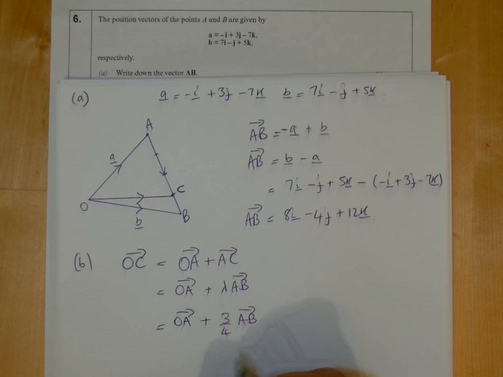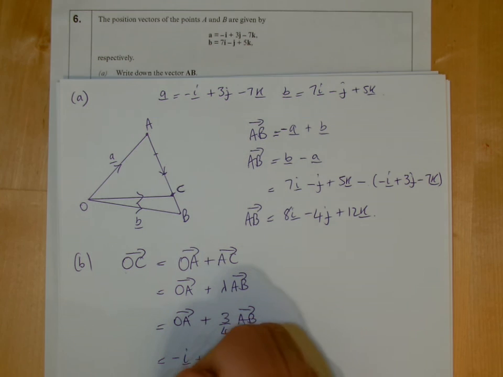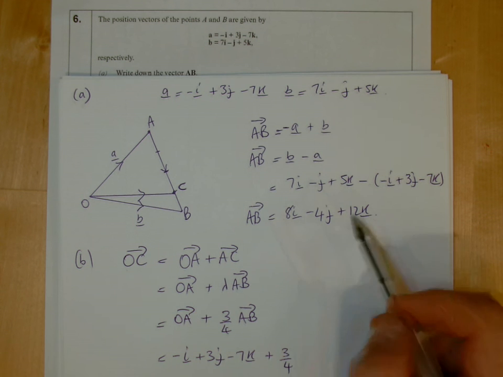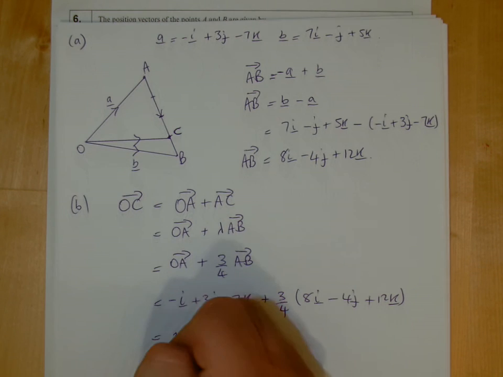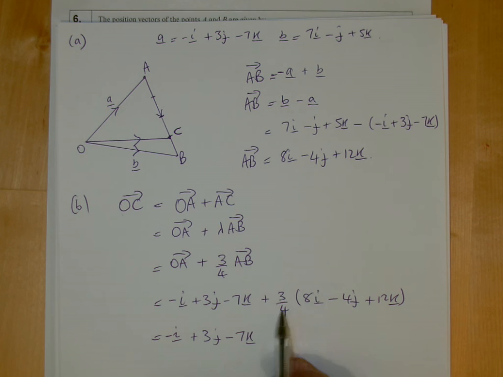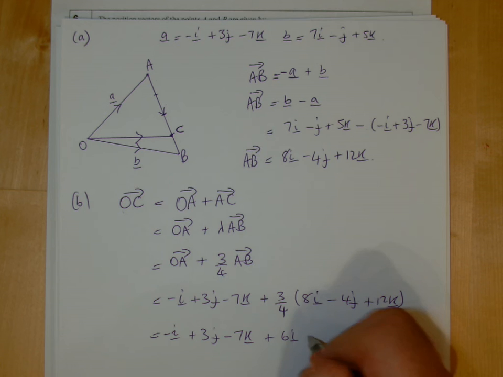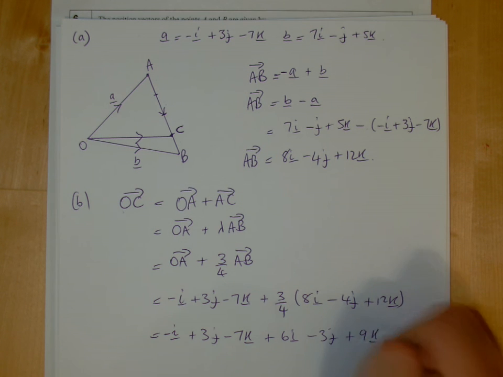So it's a case of just plugging in the terms. OA, remember, is little a, so it's minus i plus 3j minus 7k, plus then 3/4 of AB, which is this here, 8i minus 4j plus 12k. So I can work that out: minus i plus 3j minus 7k, 3/4 of 8i is going to be 6i. Use your calculator to check that. 3/4 of minus 4j is minus 3j, and 3/4 of 12k will be 9k.